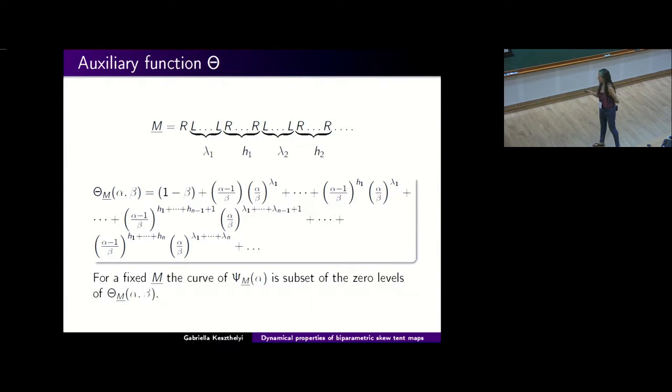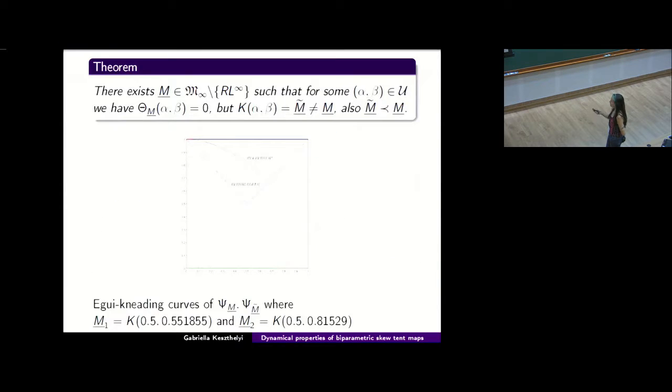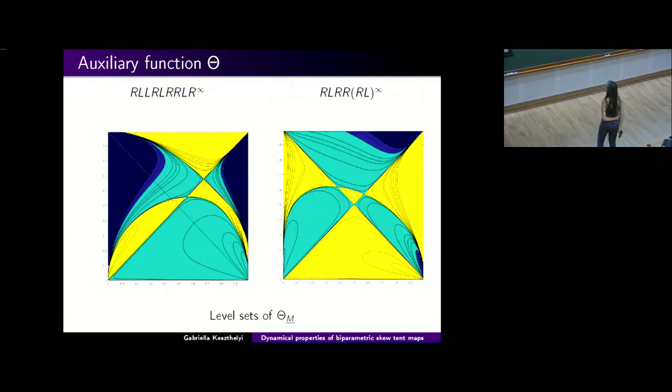Why is it interesting? It's interesting because the zero levels of this theta contain the psi m. What does it mean? Let me show this first. So these are two different kneading sequences and the levels of theta m, and where the yellow and the green meet, those are the zero levels. As I said, we are only interested in this upper triangle, so it is, for example, not too interesting that we have a zero level here as well.